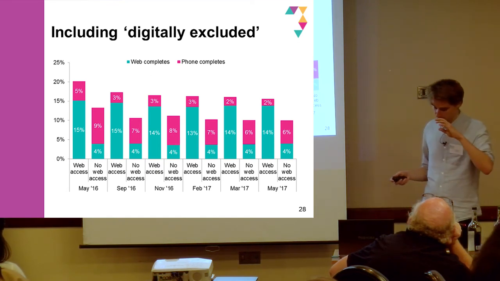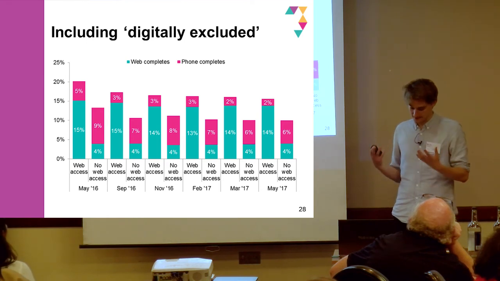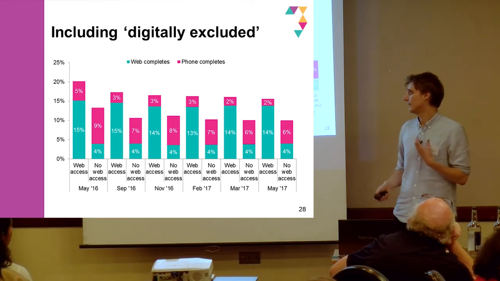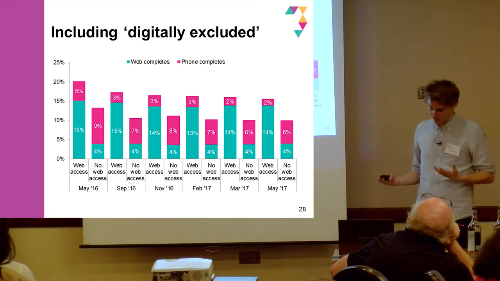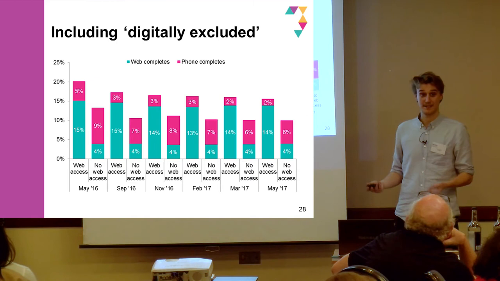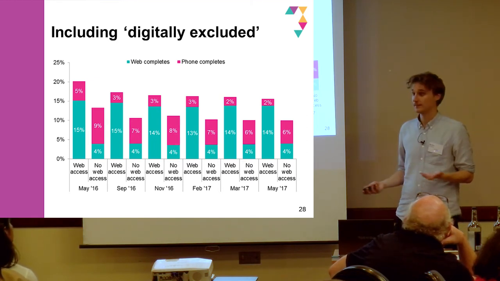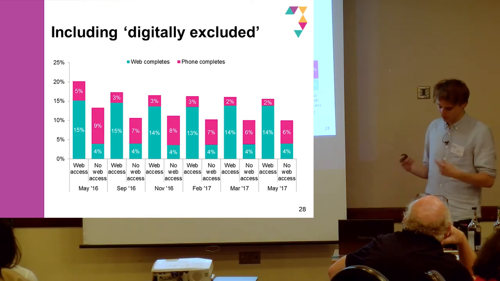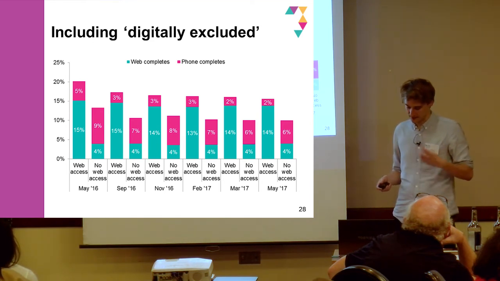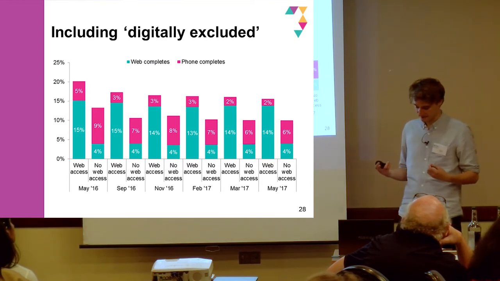So this chart shows the overall response rates again, using the standard design, but we've split it out between those with web access and those without web access. And it firstly shows that overall, those with web access do have higher response rates than people who don't, and that's not necessarily surprising given the web-first nature of our methodology. But it also shows the effectiveness of the telephone fieldwork in lifting the response rates for those without internet access.